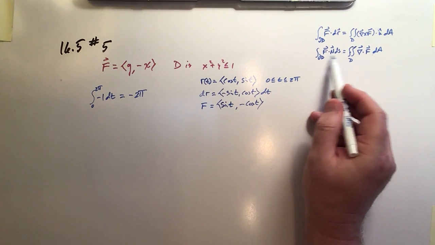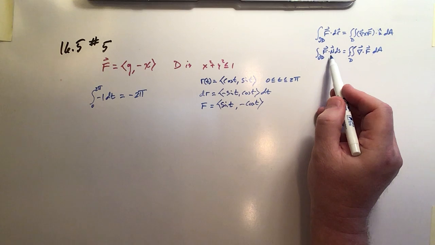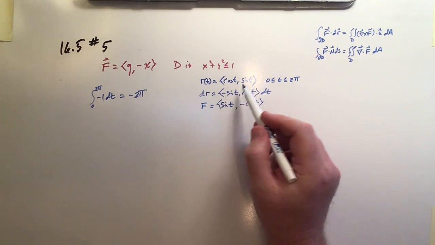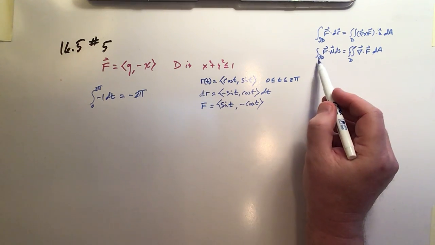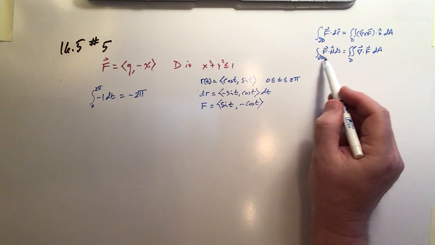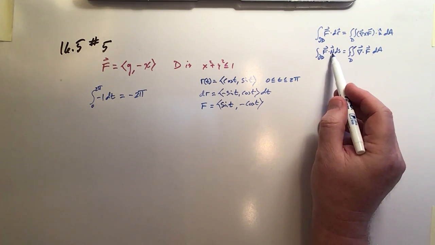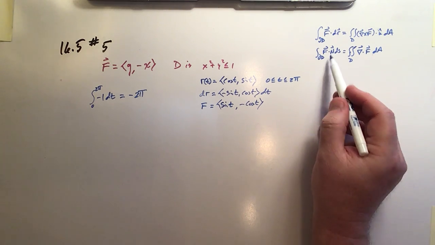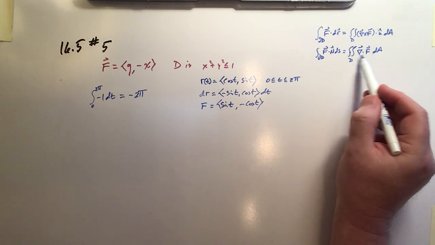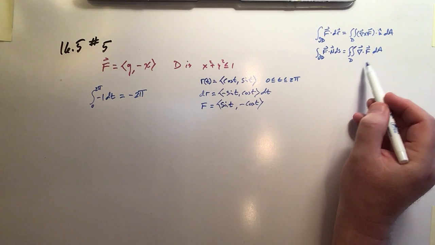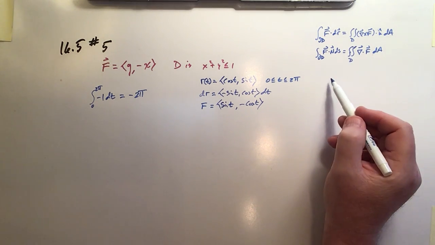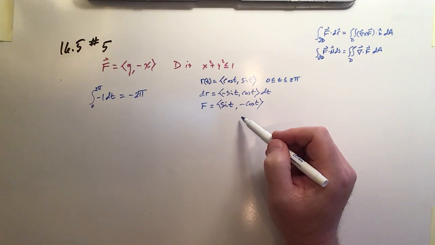Let's do the second one now. For the second one, I don't really want to compute that. It's the same r(t) because it's the same path. But again, I don't want to go through the work to find the normal. So let's go ahead and compute the dot product with dA, and we'll do this one as an area integral. We'll probably be able to do it in polar coordinates.